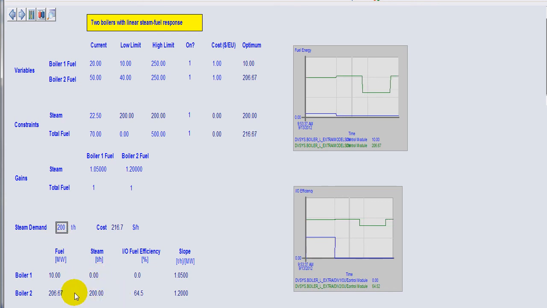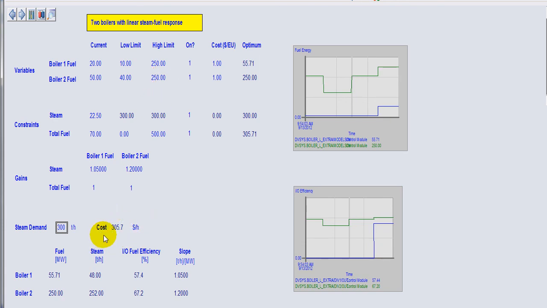But as the load is further increased above 200, we see that our constraint on the boiler operation comes into play. And so the remaining steam that can't be met within the limits of boiler 2 is now shifted to boiler 1.